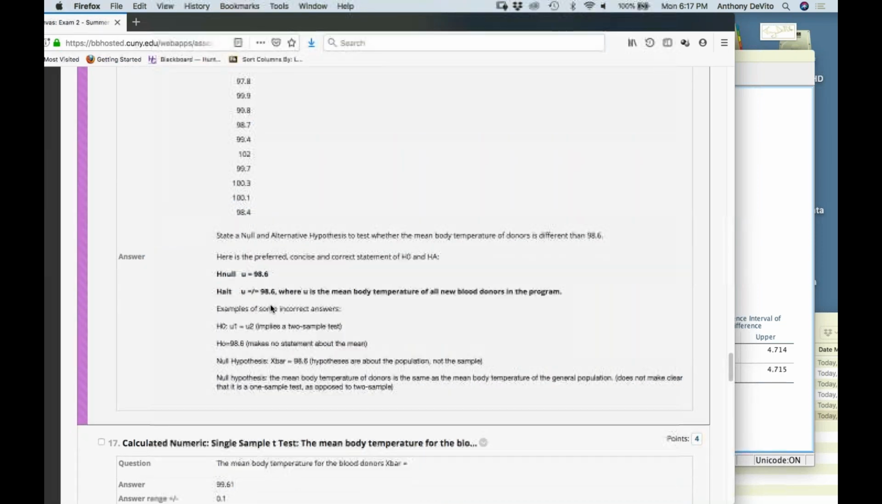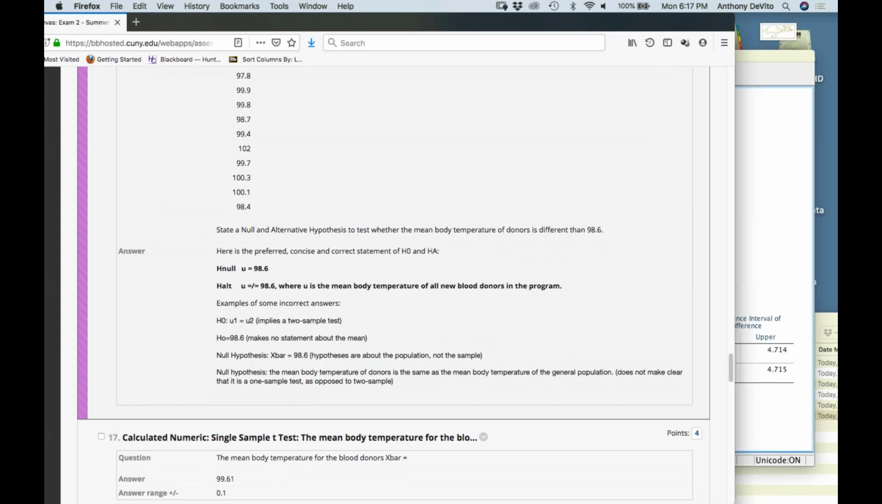So there's a couple of ways that you could state this null hypothesis. One could be just the mean. Remember, now this is mu. Mu for the donor population is equal to mu for the general population. Or you could just say mu is equal to 98.6, because you know what mu for the general population is. You can just substitute it.